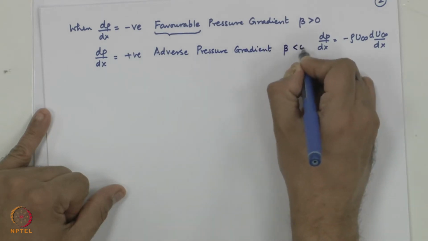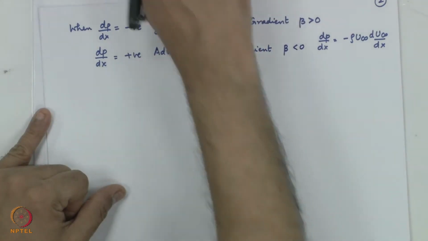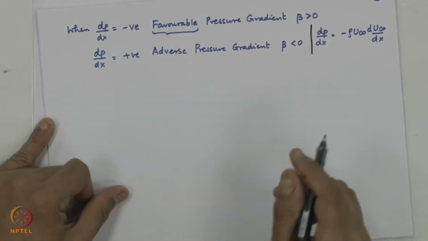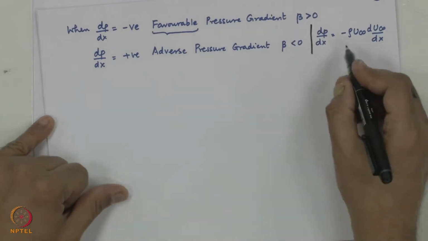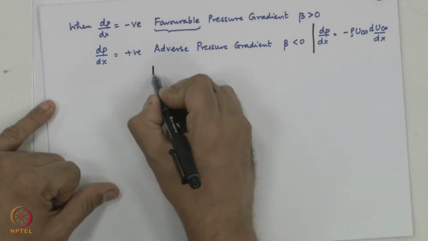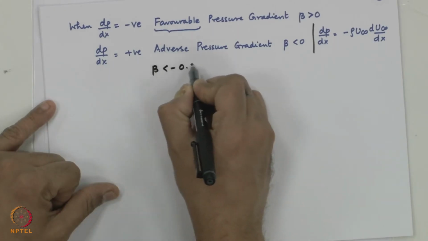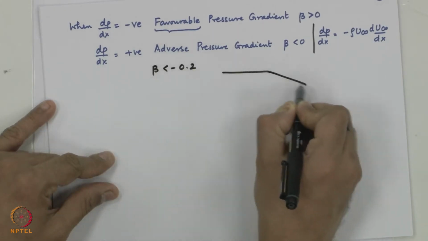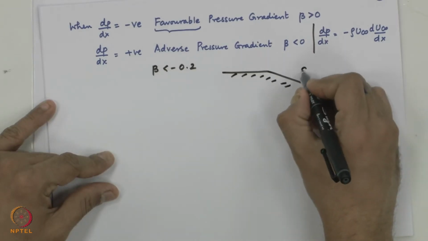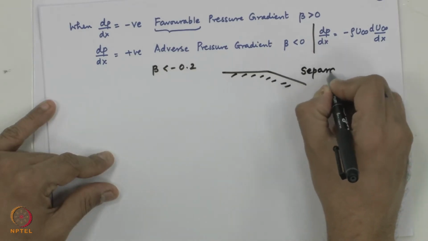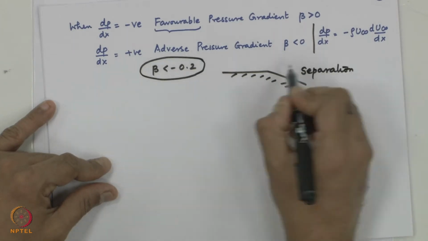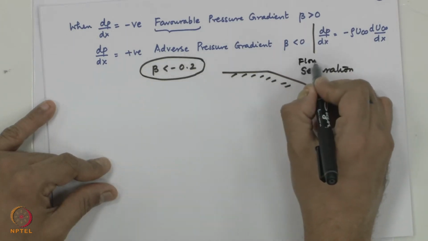Beta is negative, and therefore, in your case where beta is less than minus 0.2, this would lead to flow separation. Beta less than minus 0.2, flow separation would occur.